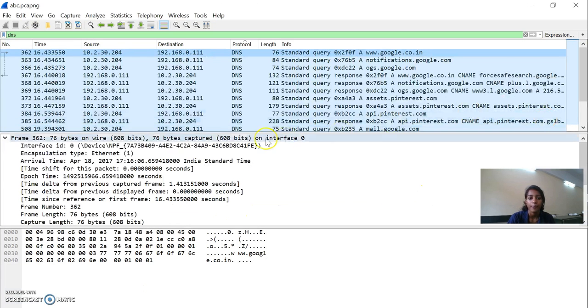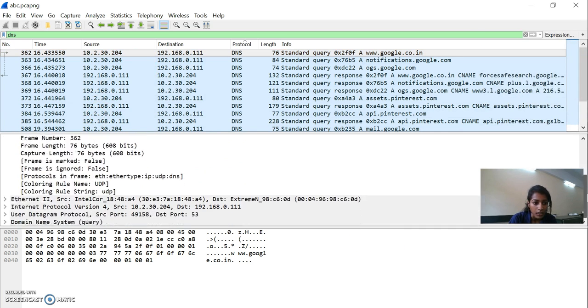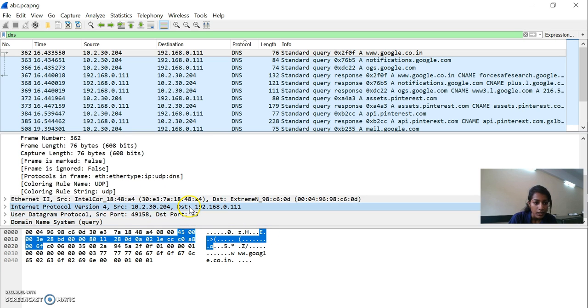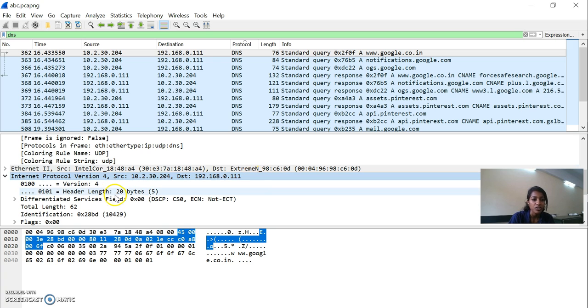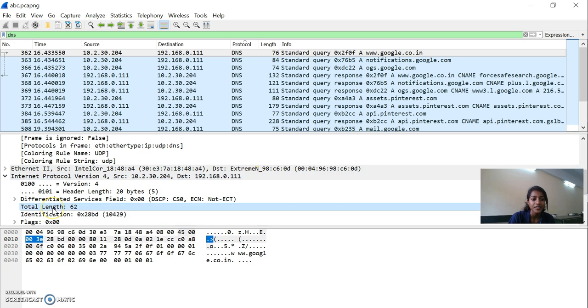So you go here. We were examining the frame till now. Click here in the Internet Protocol version. So they are asking about the header length, which is 20 bytes, and the total length is 62 bytes, and the identification is 0x28BD.